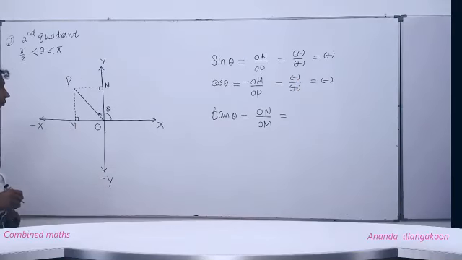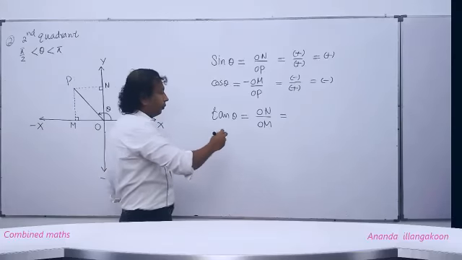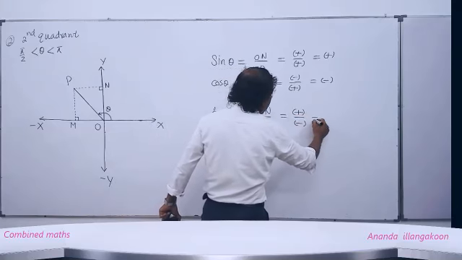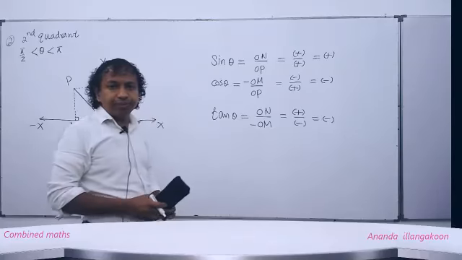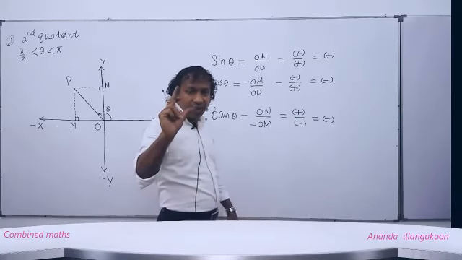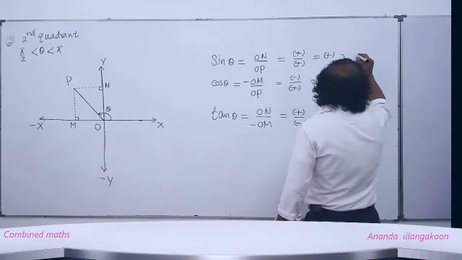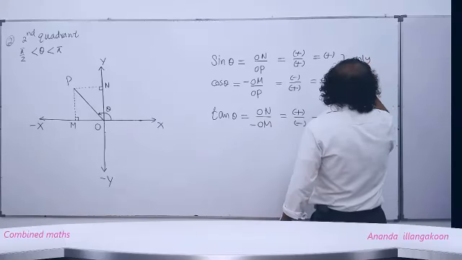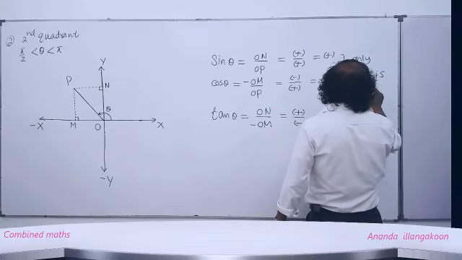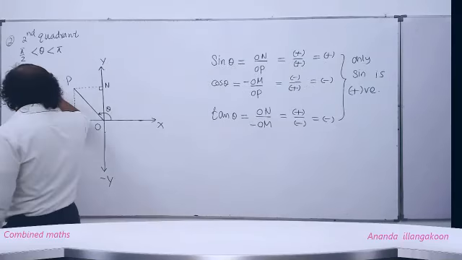Tan theta, ON divided by OM, OM is negative. This is negative. Then numerator positive, denominator negative. This is negative. Right? Then you can very clearly understand that in the second quadrant, only the sine ratio is positive. Then we can write only sine is positive. Only sine is positive. First quadrant all positive, second quadrant sine positive.